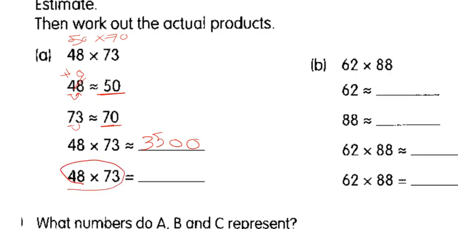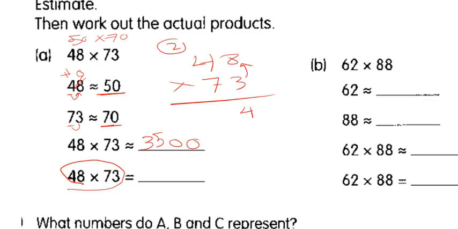Here is the actual product. For the actual product, you have to multiply the numbers themselves. So 48 times 73, let's multiply it step by step. 3 times 8 gives me 24. Put 4 and carry up 2. 3 times 4 gives me 12, plus 2 gives me 14. Don't forget to put 0 because we're going to multiply by 70, not 7. That's why I'll put 0 in the tens place value. Oh, sorry, in the units place value.